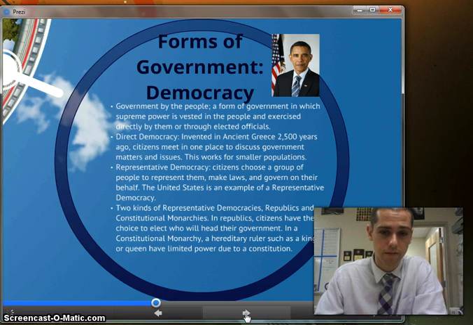Direct democracy was invented in ancient Greece over 2,500 years ago, and citizens would meet in one area and discuss government matters. It worked for smaller populations because each person had an equal vote on every single issue.